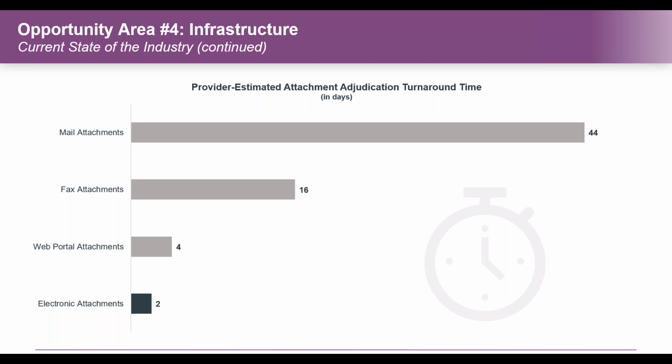So as you can see, during our environmental scan, we asked providers to estimate adjudication timeframes for attachment-related transactions. And on average, providers reported that health plans take about 44 days to adjudicate a claim with attachments sent by mail, 16.5 days by fax, 5 days by portals, and 2 days by EDI. So in looking at the value that electronic attachments bring, timeframes for approval are improved almost 22 times faster when using electronic methods over mail.